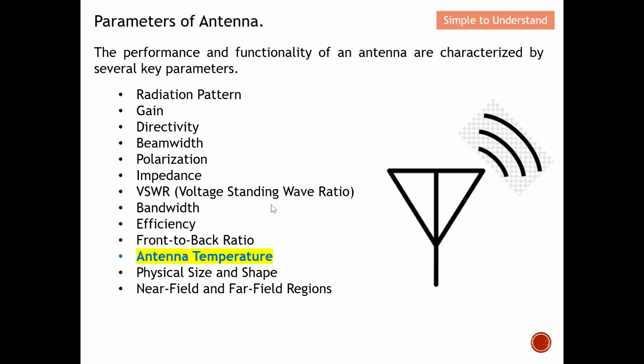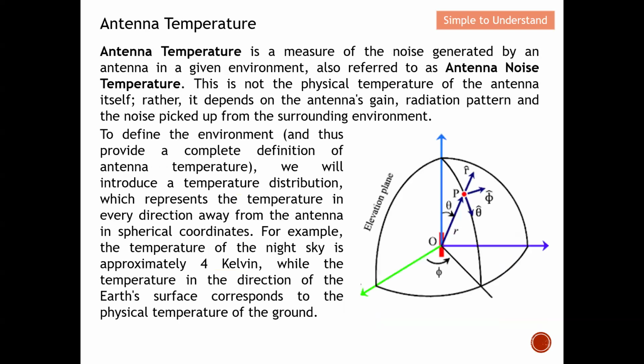So these are all the key parameters of antenna. We have discussed all these parameters of antenna. In this video, as I emphasized, we will be going through the antenna temperature. What is actually an antenna temperature? Antenna temperature is a measure of the noise that is generated by an antenna in a given environment, which means that different environments may have different temperatures. So in short, this antenna temperature simply measures how much noise will be generated. This is also referred to as antenna noise temperature. This is not the physical temperature of the antenna itself. Rather, it depends on the antenna gain, radiation pattern, and also the noise they pick up from the surrounding environment. So basically, this is a quick definition of antenna temperature.